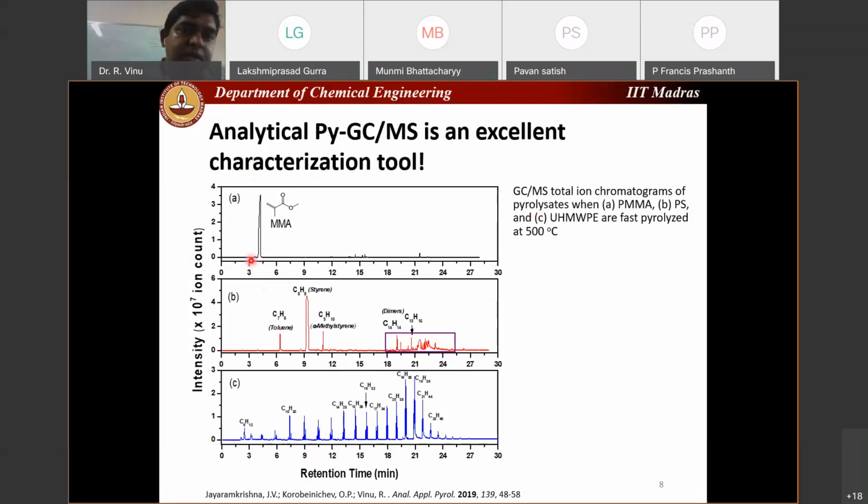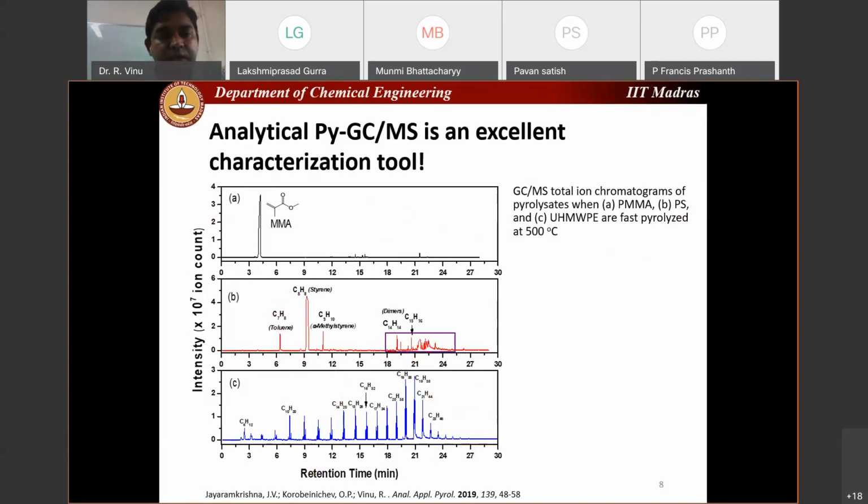This is a typical GCMS total ion chromatogram. This is the methyl methacrylate peak, which comes at around 4.5 minutes. Then you have the product distribution from polystyrene and then ultra high molecular weight polyethylene. So if you pyrolyze the sample at a specific temperature, these are the products that are going to be evolved. And you can always do a calibration in your GC mass spec to find out the exact mass percentage of each of these different components coming from your sample.